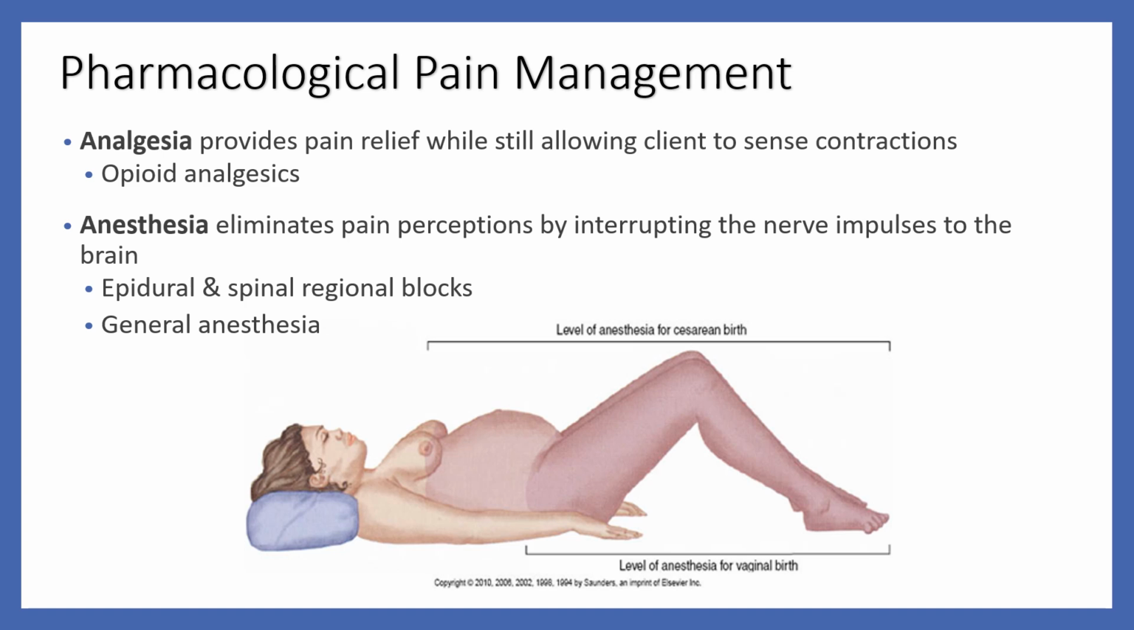Pharmacological pain management includes analgesia and anesthesia. Pain medication alleviates pain sensations or raises the threshold for pain perception. Analgesia provides pain relief while still allowing the client to sense contractions. Anesthesia eliminates pain perceptions by interrupting the nerve impulses to the brain.